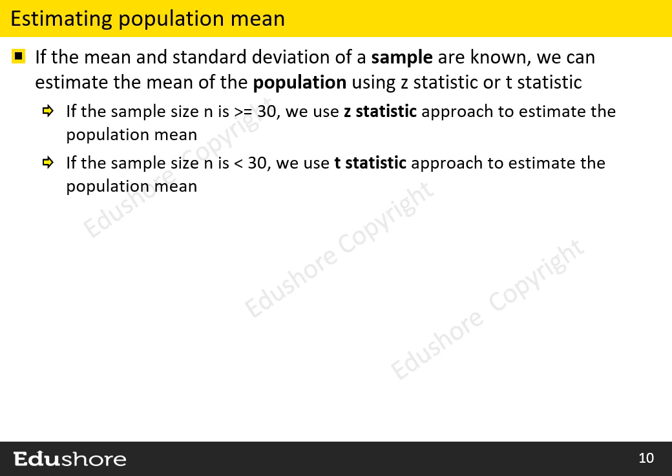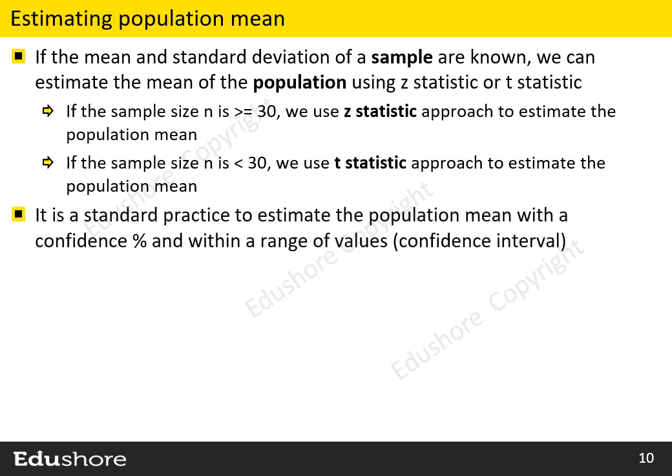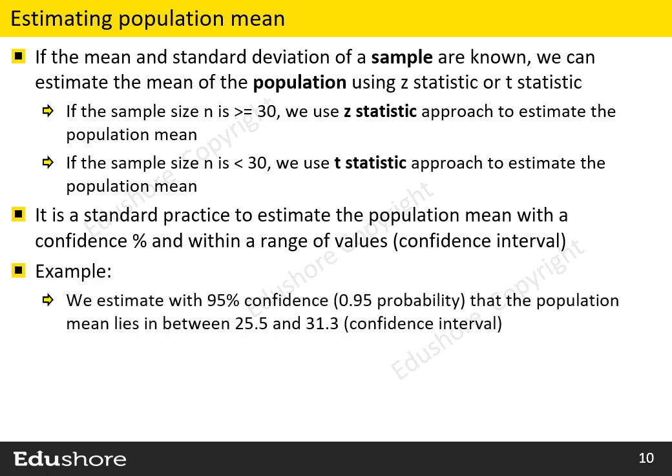population mean. It is a standard practice to estimate the population mean with a confidence percentage and within a range of values. This range of values is called the confidence interval. For example, we estimate with 95% confidence. In other words, we estimate with 0.95 probability that the population mean lies in between the confidence interval of 25.5 and 31.3.